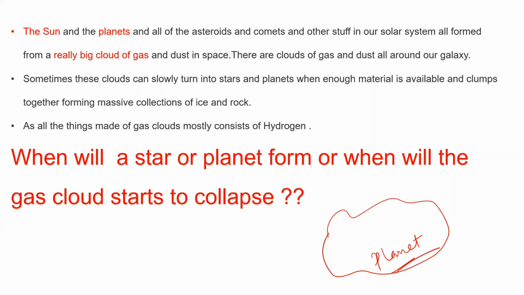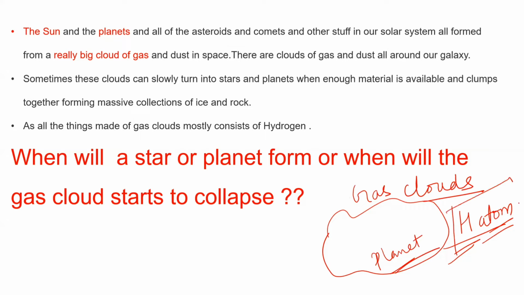Planets and stars are formed from these gas clouds. Means all the matter which is present in the universe is made of gas clouds. The smallest atom is the hydrogen atom. That is, all the matter is formed by hydrogen atoms, right? So these gas clouds are present in our galaxy in many parts. Also, these gas clouds mostly consist of hydrogen. Around 70 to 80% of our universe is hydrogen.